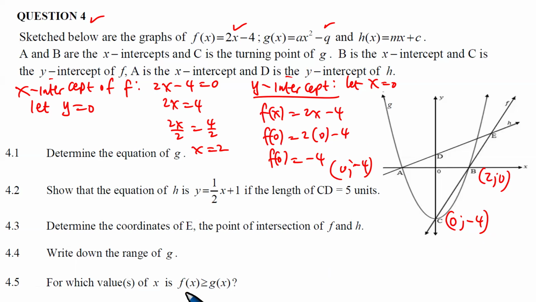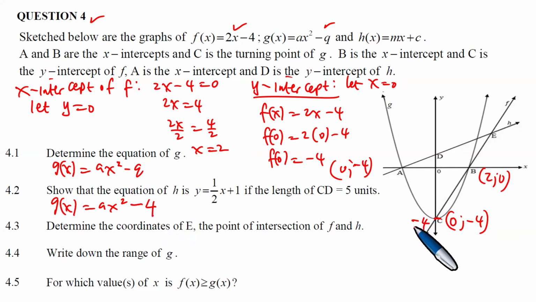Then we want to find the equation now of g. So to find the equation, we start as follows. They want to find the equation of g, which means that g of x is ax squared minus q. The q is the y-intercept of the parabola. What is the y-intercept? This is cutting at y equals -4, which means you're going to put -4 here because it is -4 that you get over there.